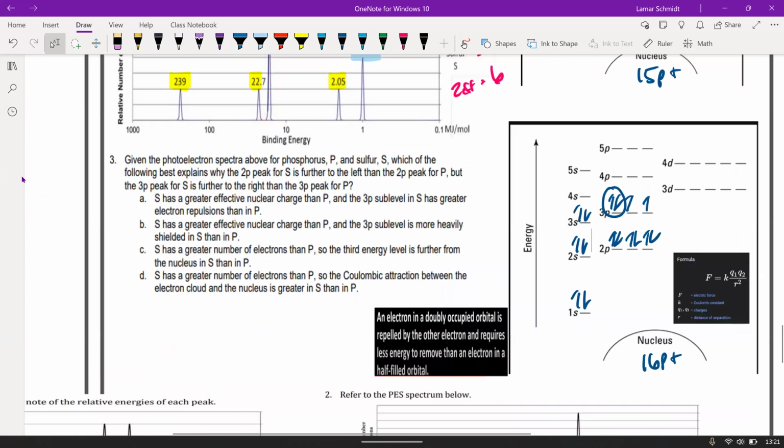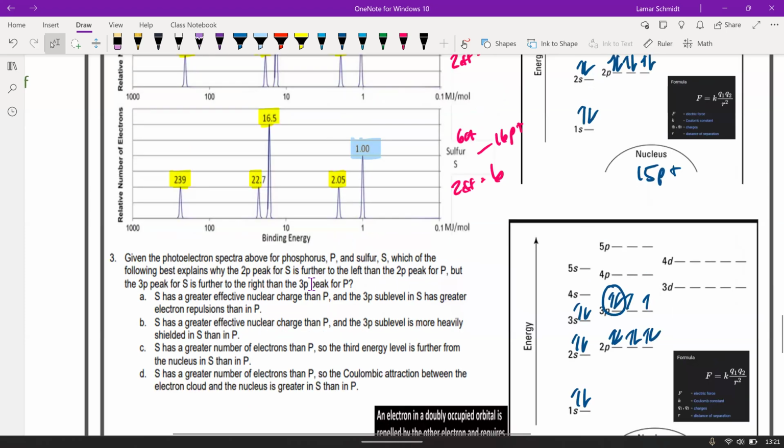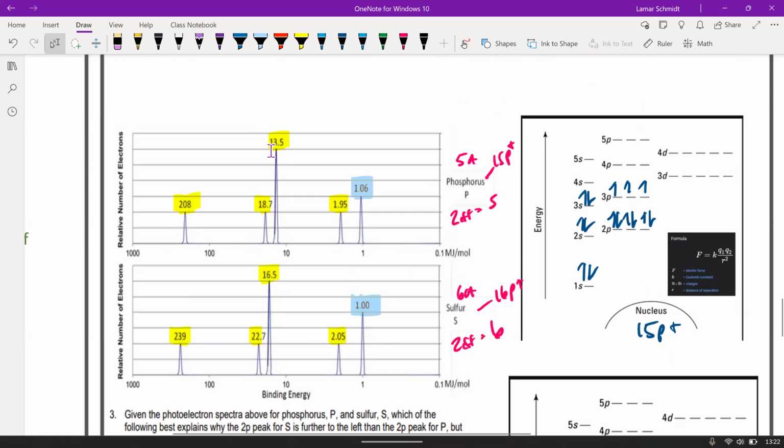So if we look at our choices on this, it says: given the photoelectron spectra for phosphorus and sulfur, which of the following best explains why the 2p peak for sulfur is further to the left than the 2p peak for phosphorus, but the 3p peak for sulfur is further to the right than the 3p peak for phosphorus? So we see the 2p peak, greater, less. Here, greater, less. Why? That's what they're saying.